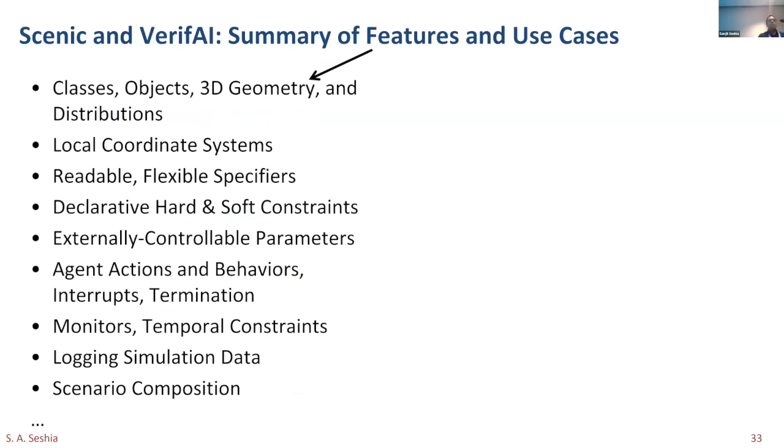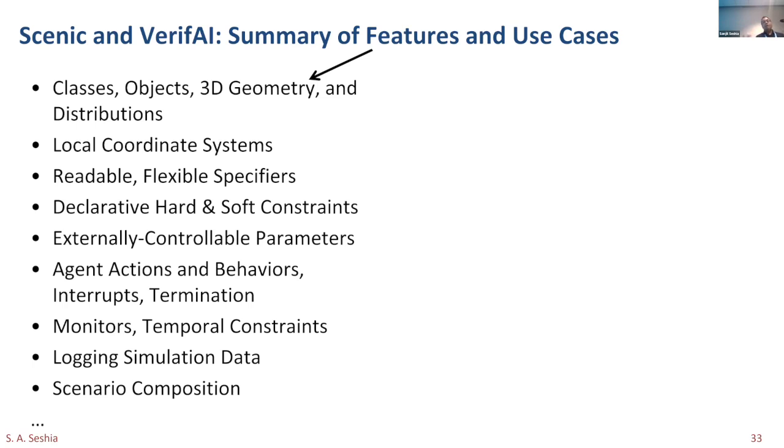So I also wanted to summarize the different features that we covered. It's a long list, and may not be fully exhaustive here. All of these bullet points are different features of the language that were covered. You've got object-oriented features, you can model spatial constraints, 3D geometry, and put distributions and everything. Local coordinate systems, so you can specify positions of one object relative to another one. You have the notion of specifiers, and you can add declarative constraints.